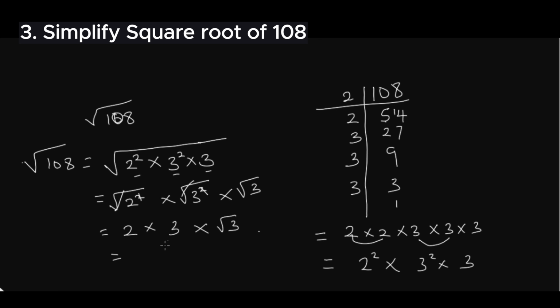So we have 2 times 3 is 6. So we have 6 root 3. So therefore, the simplest form of root 108 is 6 root 3. So that is our final answer.